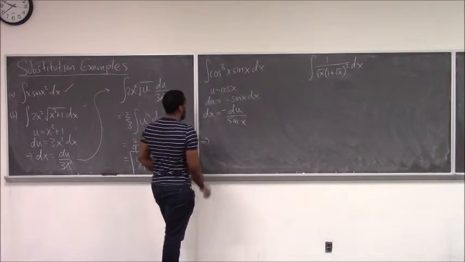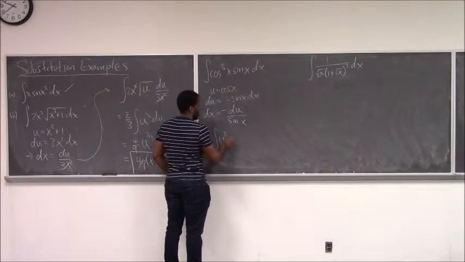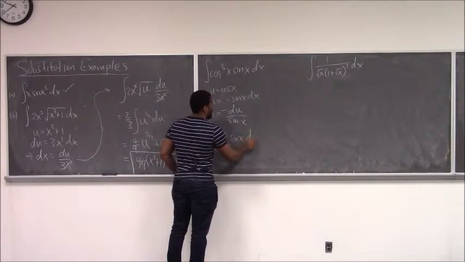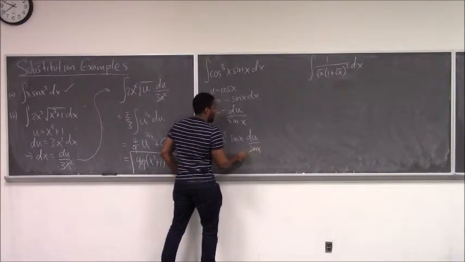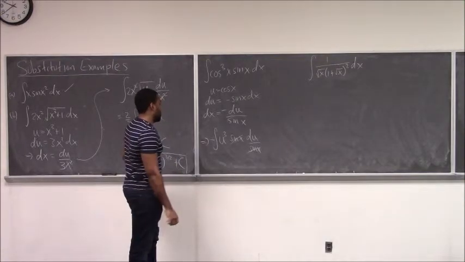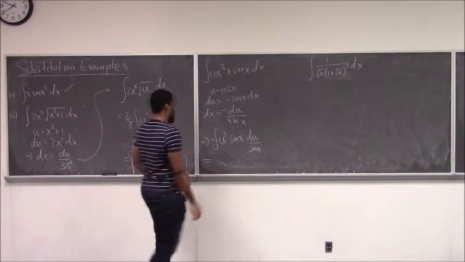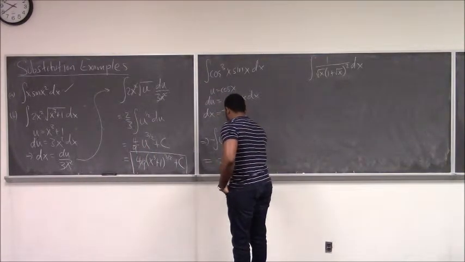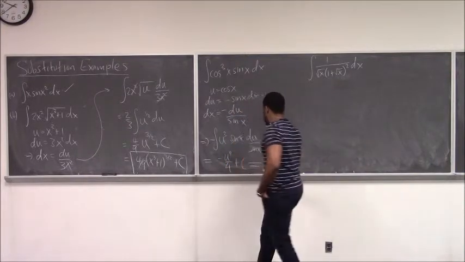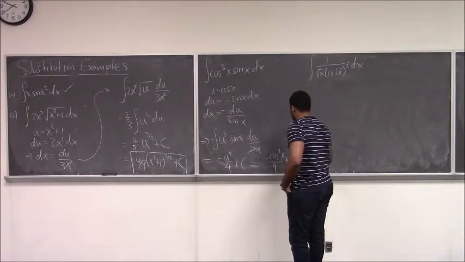Now we plug in. Our cosine is u. We left the sine alone. Our dx is minus du over sine x. Those cancel. So I want to integrate just minus u cubed. This is minus u to the 4th over 4 with the power rule. And so that is minus cosine to the 4th x over 4 plus c.